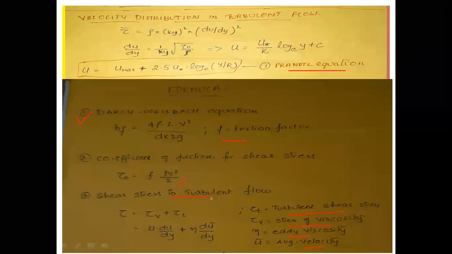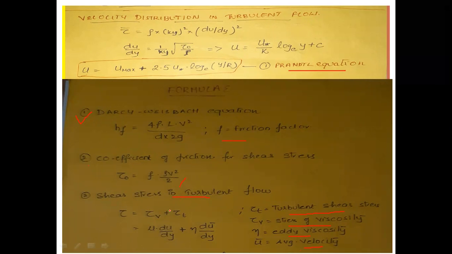Therefore, for the shear stress in the turbulent flow, we have to write both the viscous stress plus the turbulent stress. Why? Because we do not get turbulent flow directly in any container. Here the addition of viscous flow plus transition flow gives rise to turbulent flow. That's why the total stress is equal to tau v plus tau t. We write it in this manner, right? So these are the three formulas for this one.